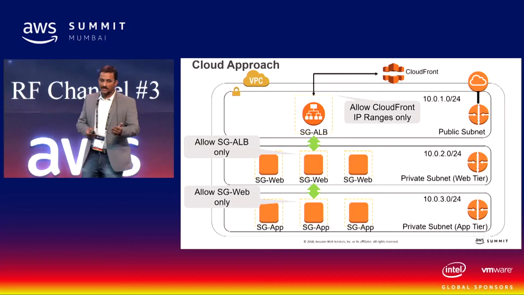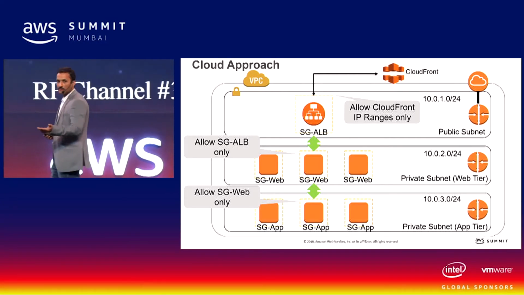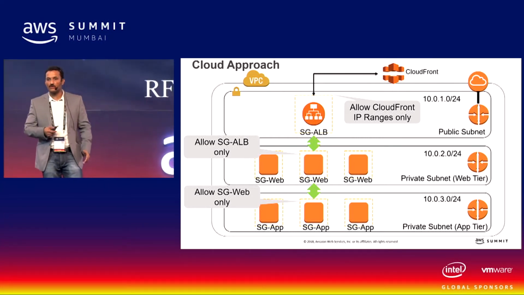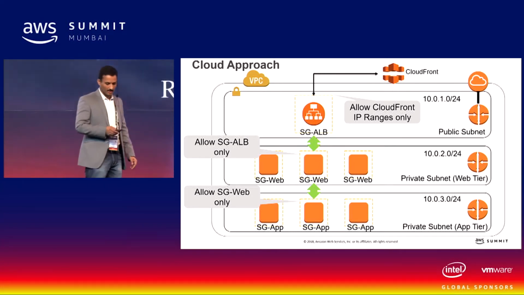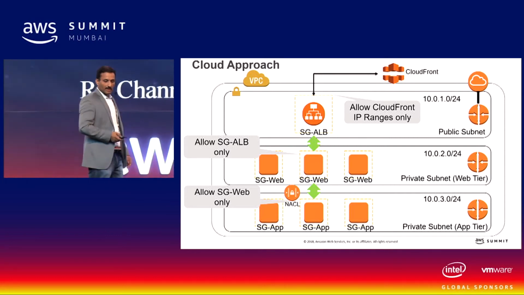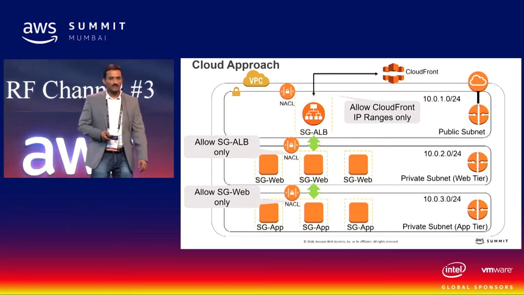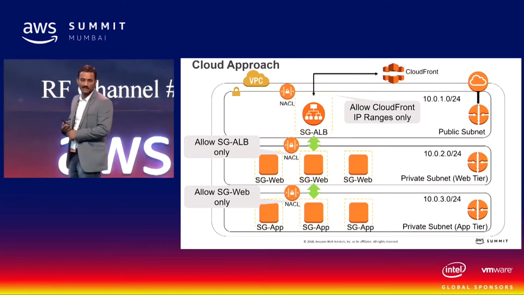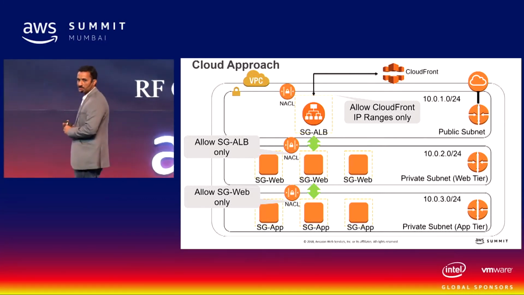In the same way at your internet edge, instead of allowing traffic from all internet IPs, you can allow it from just the CloudFront IP addresses, which is the CDN. And additionally, you can apply network ACLs on each of the subnets, if you have a broad filtering requirement where you want to control which subnet can talk to which other subnet.